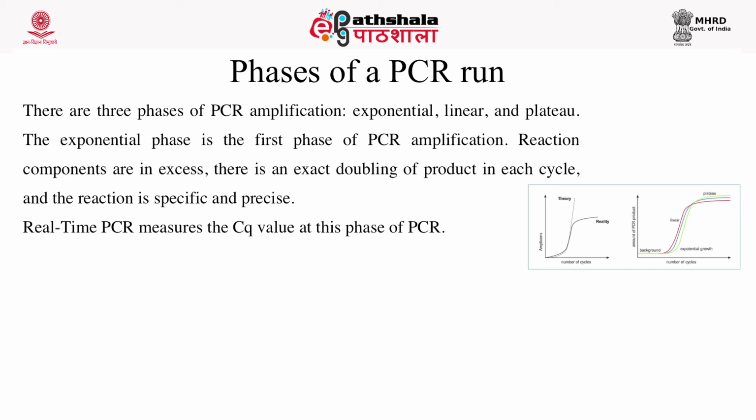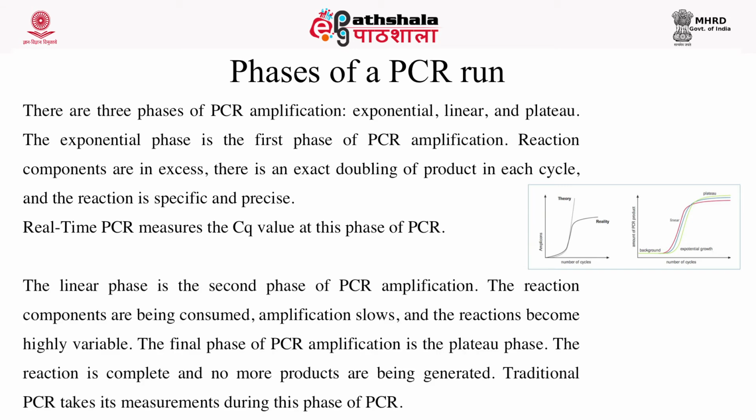There is a special type of PCR known as real-time PCR, which we will discuss in a few slides. This real-time PCR measures the cycle number value at this phase of PCR. The second phase is the linear phase of PCR amplification. The reaction components in this phase are being consumed. Therefore, the amplification slows down and the reaction becomes highly variable.